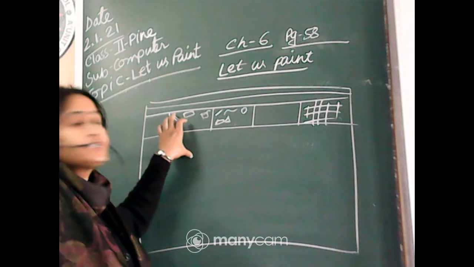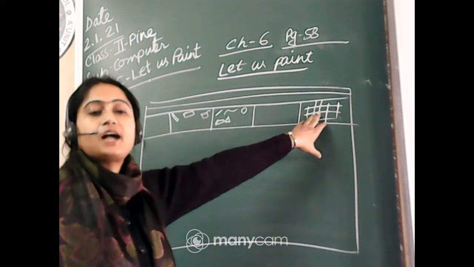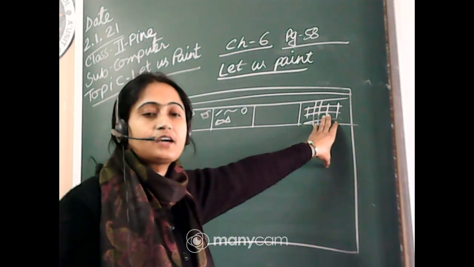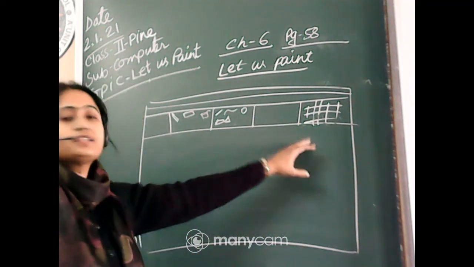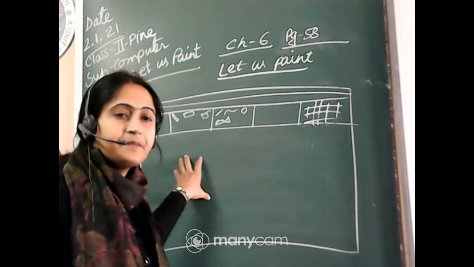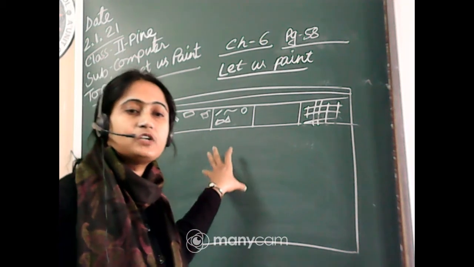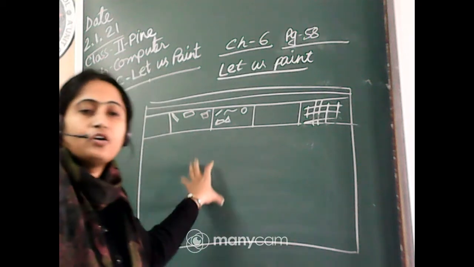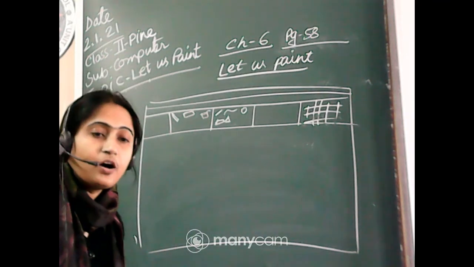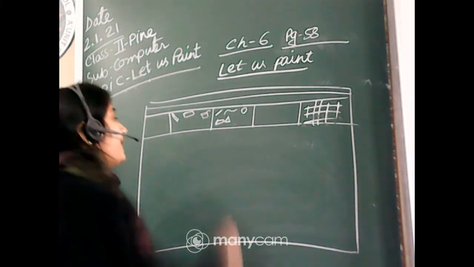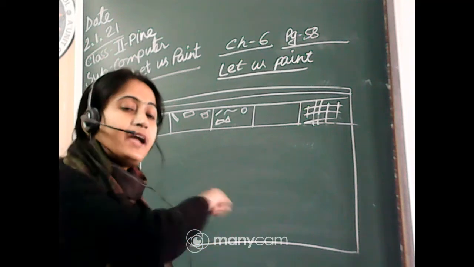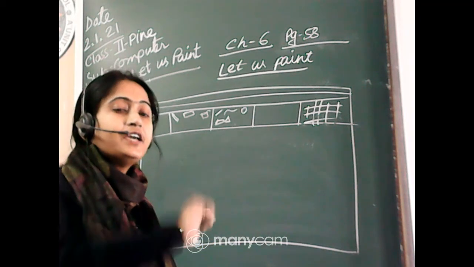After selecting the pencil tool, you choose the color from the colors group. Then after choosing the color, bring the mouse pointer on the drawing area, otherwise you cannot draw. Then how to draw? Press the left mouse button, hold it and drag it. By dragging, you can draw.